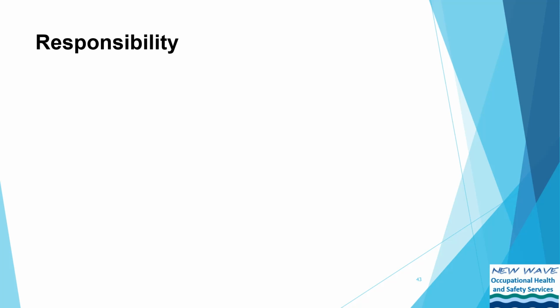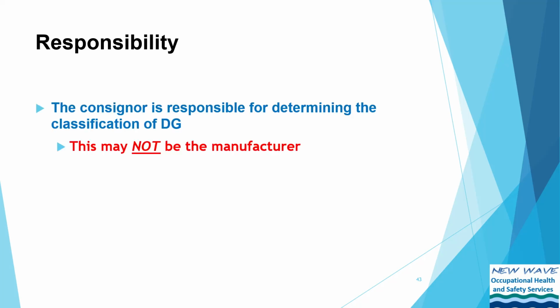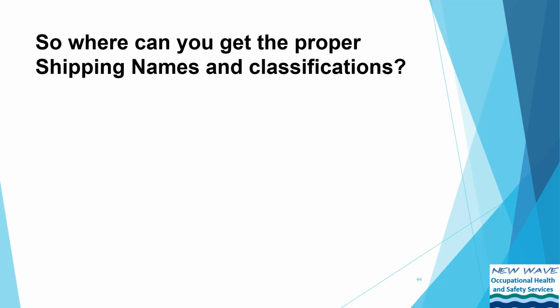Given all these classification rules, who's responsible for classification? In WHMIS, it is the manufacturer. But in the transportation of dangerous goods, it is the consignor, the person who ships the product. That may be a middleman, not the manufacturer. So where can you get the proper shipping names and classifications? In most cases, a non-manufacturer will look at section 14 of the safety data sheets, and presto, there is the transportation of dangerous goods information.